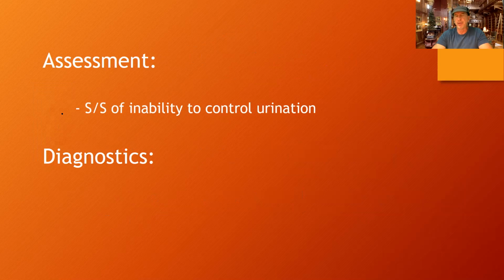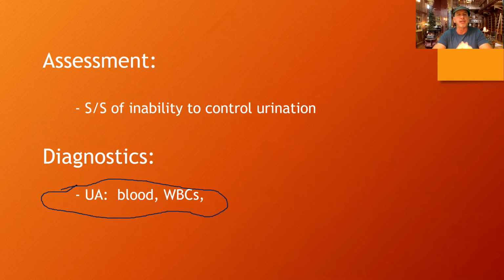Assessment's pretty simple. They're unable to control their urination. So I mean, it's pretty obvious when that happens. Diagnostics, what we want to do is look for any physical causes of why they may be losing continence of their bladder. Blood, WBCs, things like bladder infections can cause a degree of loss of urinary control.